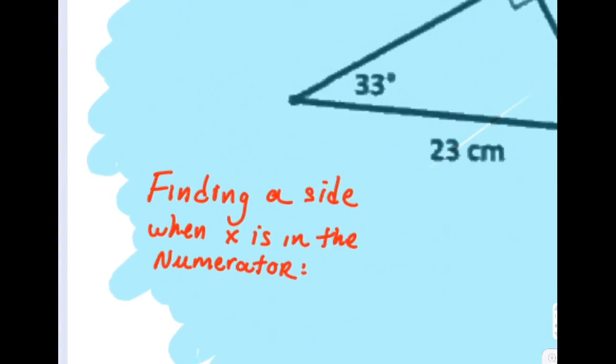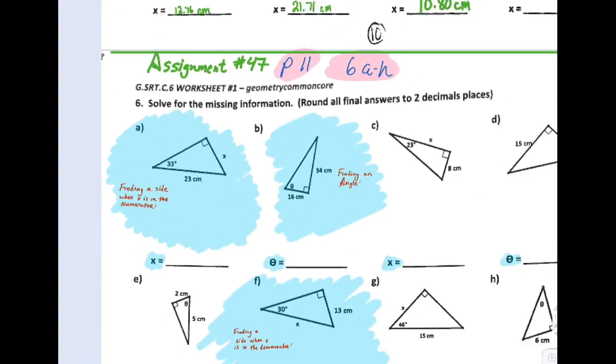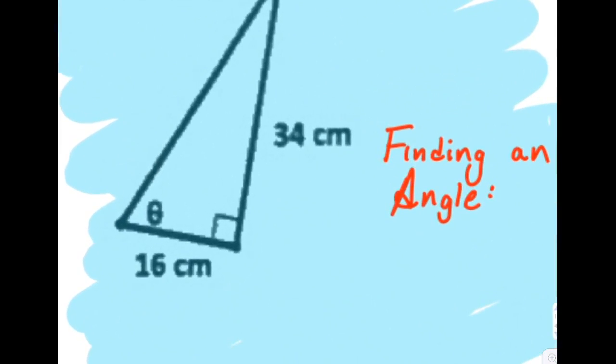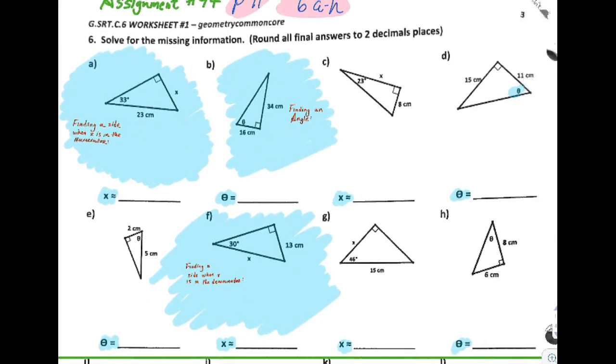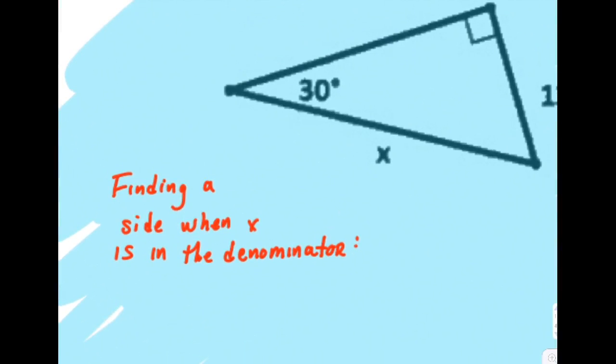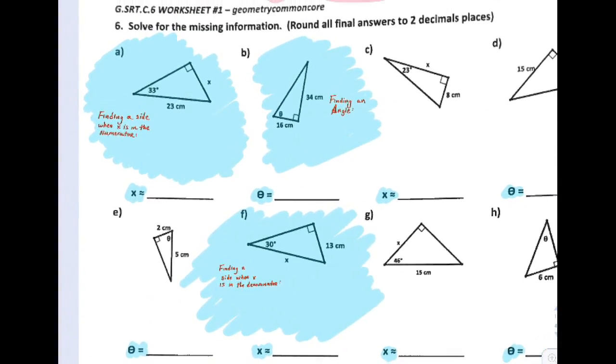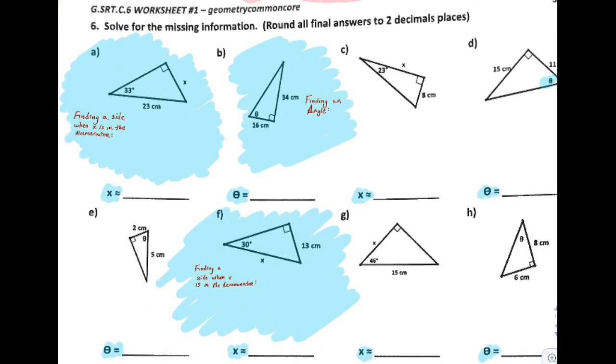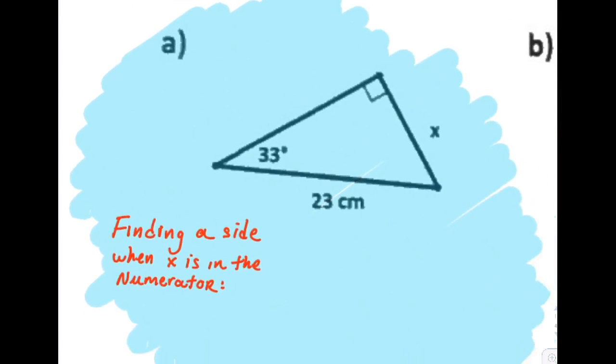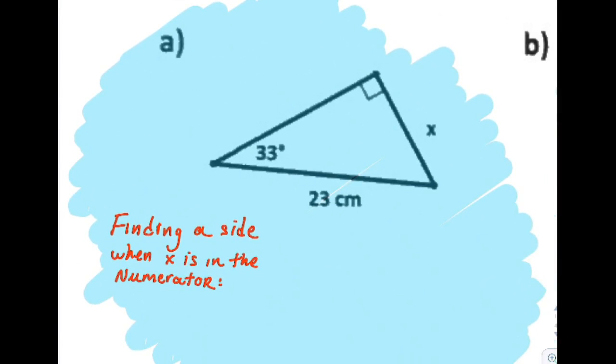There's finding a side when x is in the numerator, there's finding a missing angle, and there's finding a side when x is in the denominator. I guess if you wanted to break it up into 3 types of problems, those are the 3 that could possibly happen. And then all the other 5 questions are going to be just like one of those 3. Okay, so first we're going to do finding a side when x is in the numerator.